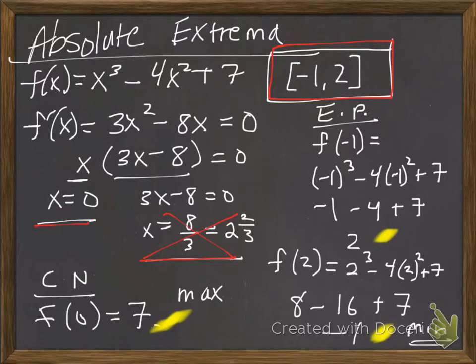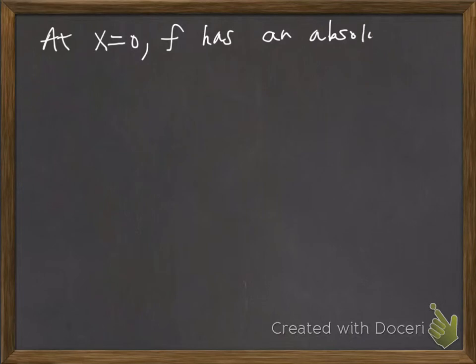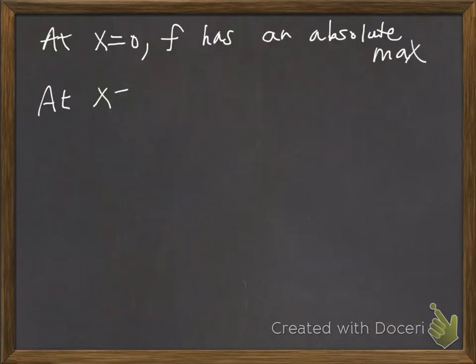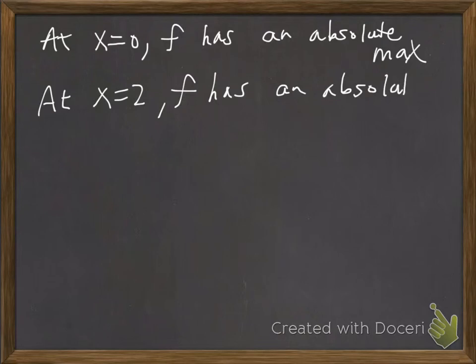So how do we state this in a reasonable way? I was hoping to fit this on the slide, but it won't fit. So keep this in mind. You can rewind if you need to. At x equals 0, f has an absolute max. And at x equals 2, f has an absolute min.